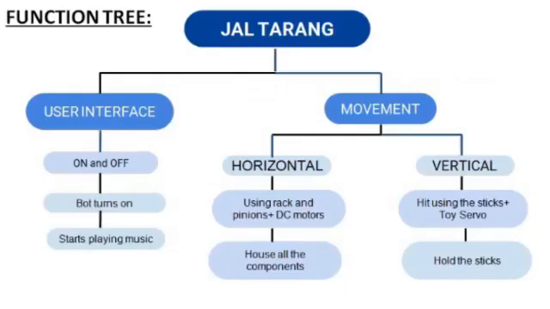Moving on to the function tree. As you can see in the slide, Jaltarang is branched into two: user interface and movement. Through the former, the bot is turned on and off and the two tunes can be switched from one to another. The latter is divided into horizontal and vertical. The rack and pinions and the DC motors come under the horizontal component, whereas the sticks and the toy servo come under the vertical component.